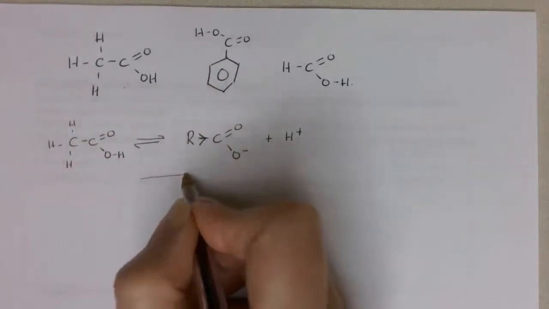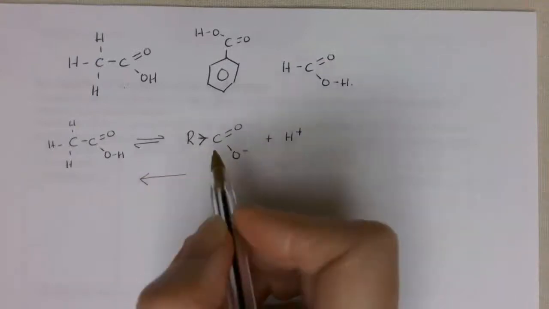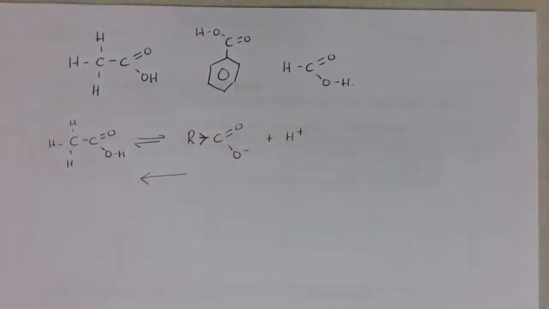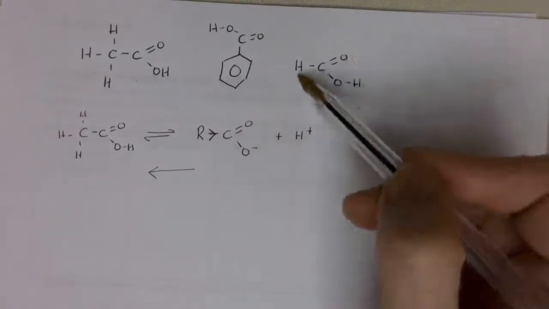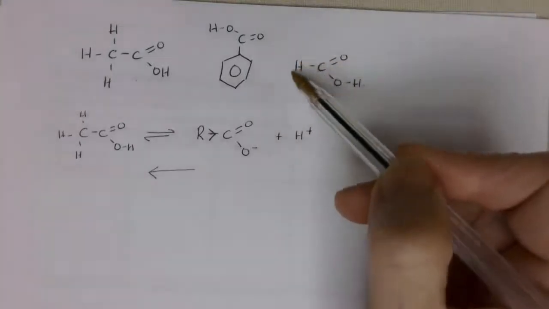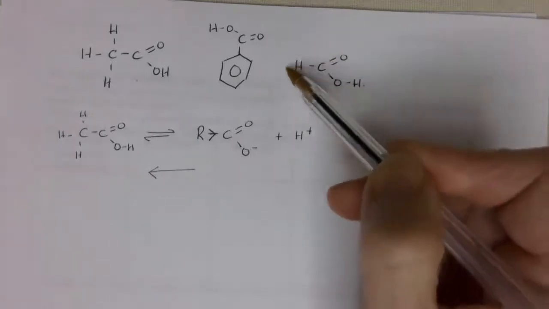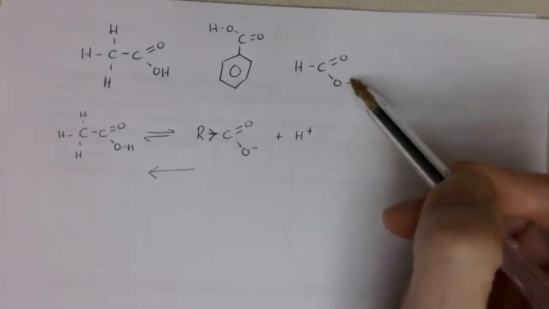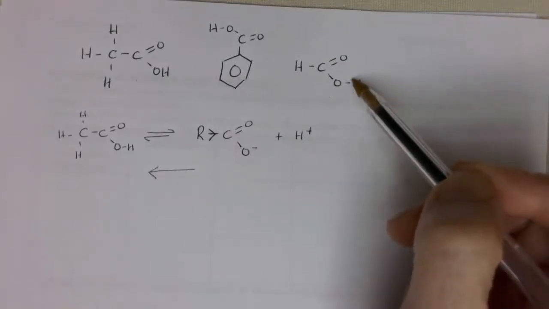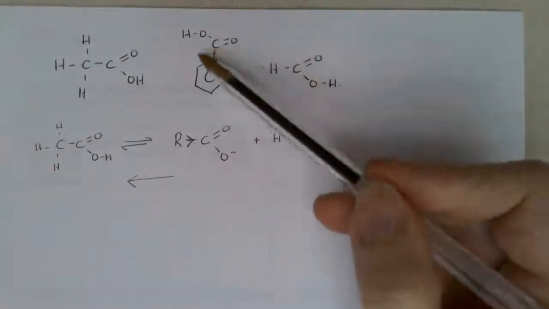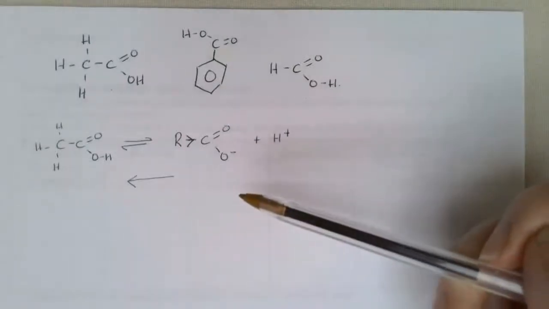So this equilibrium position will lie well over to this side, because whether you like it or not, that R group is going to weakly donate electrons. Methanoic acid here, well, you don't have an R group. Because there's no R group, there's no weakly electron donating effect, so that makes that one a stronger acid. Lastly, we need to consider the one in the middle, benzoic acid.